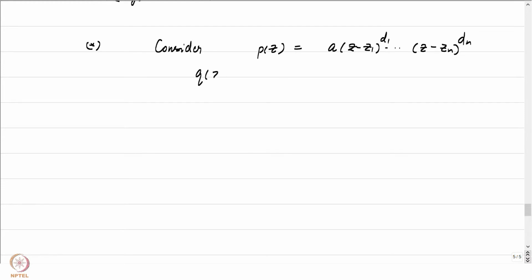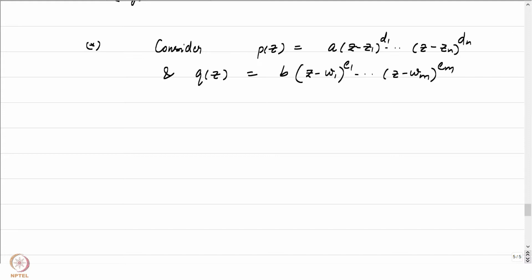Let us look at what happens when our f and g are polynomials. So, consider a polynomial of the following type: p of z equal to say a times (z minus z1) to the power d1 up to (z minus zn) to the power dn, where the zi's are distinct, and let q of z be the polynomial b times (z minus w1) to the power e1 up to (z minus wm) to the power em.